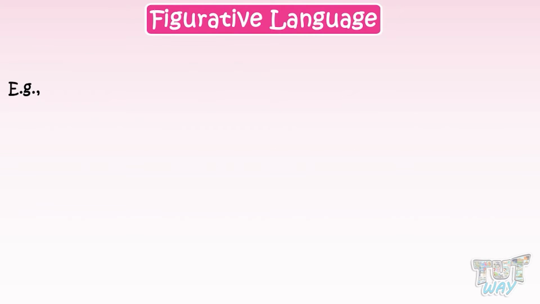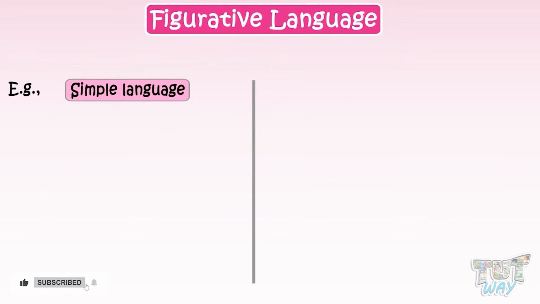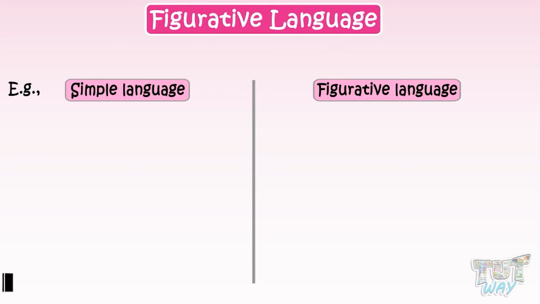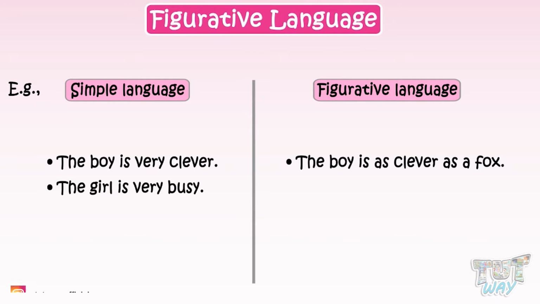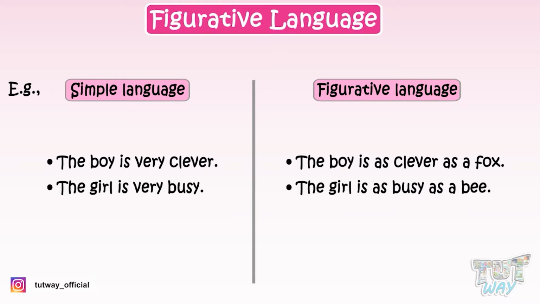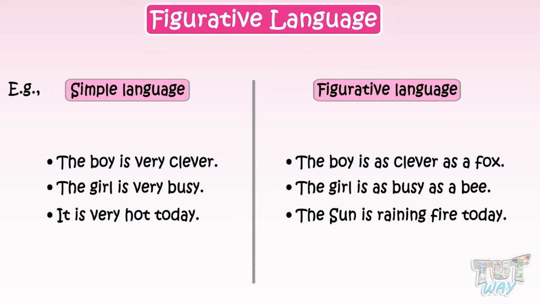Let's have an example and understand the difference between plain language and figurative language. We have two sentences on two sides. They are written differently, though they mean the same. The boy is very clever. The boy is as clever as a fox. The girl is very busy. The girl is as busy as a bee. It is very hot today. The sun is raining fire today.